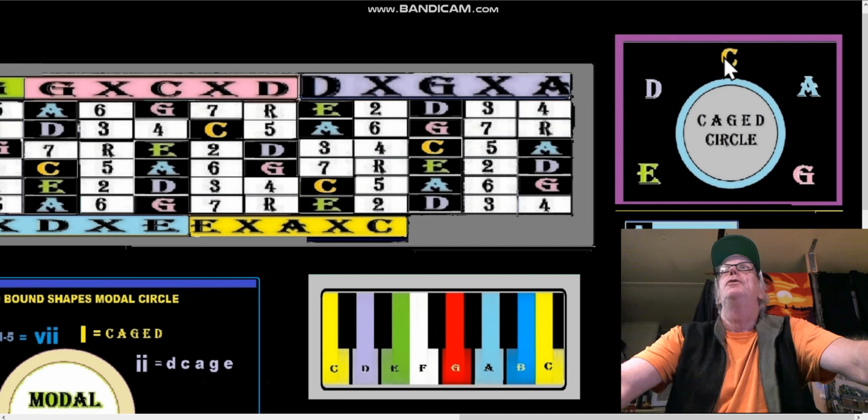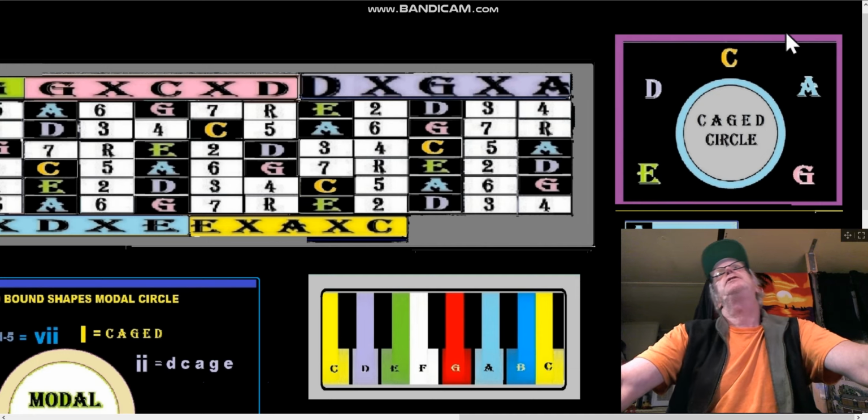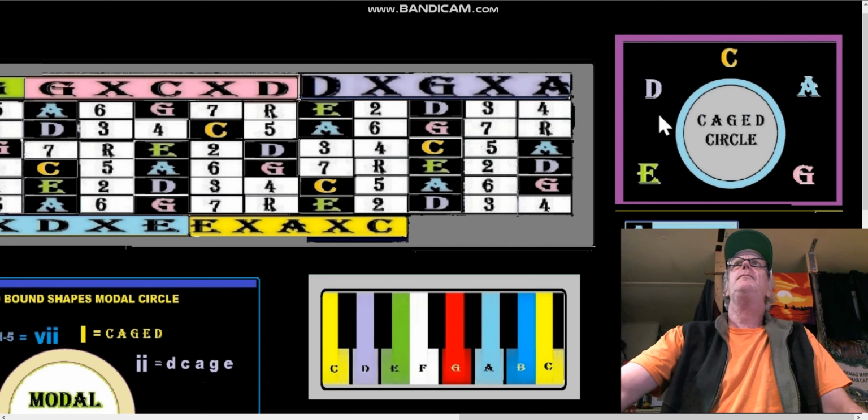In fourths, we skip a letter going counterclockwise, so fourth of C is F, but we go back to the E shape. It's a diminished fourth, so we stay in the word caged. The fourth of E is A, skip the G. The fourth of A is D, skip the C. The fourth of D is G, skip the E. The fourth of G is C, skip the A. That's an easy way to go in fourths or fifths using the caged word.